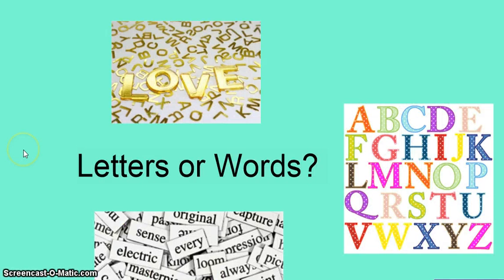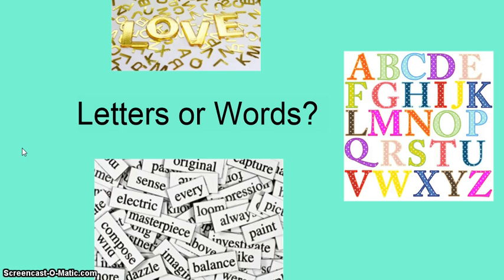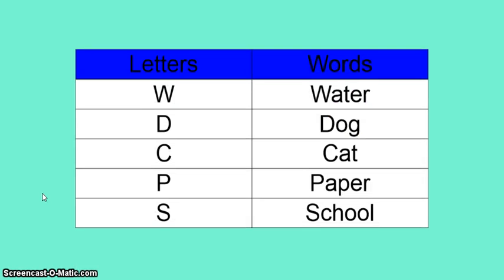So the first one is letters or words. The students have to differentiate between letters and words. The next slide is just a chart, and this is more for learning or teaching purposes. So the teacher can tell the students that the left side are letters and the right side are words. You can say that the letters individually, together, make up words. And you can ask the class what the difference between letters and words is, and also ask them if they can think of any other words or letters.